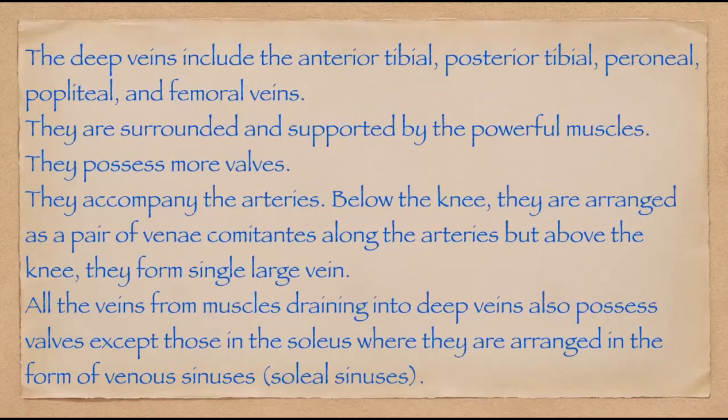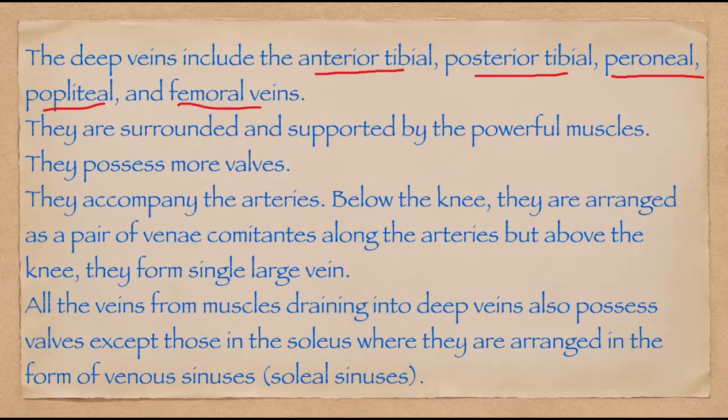These are superficial veins. And the deep veins include the anterior tibial and posterior tibial. You see, all the names of the veins are the names of the arteries that are adjacent to them. All the deep veins are nothing but the same as the artery: anterior tibial artery and anterior tibial vein, posterior tibial artery, posterior tibial vein, fibular artery, fibular vein, popliteal artery, popliteal vein, femoral artery, femoral vein. Those are the deep veins.